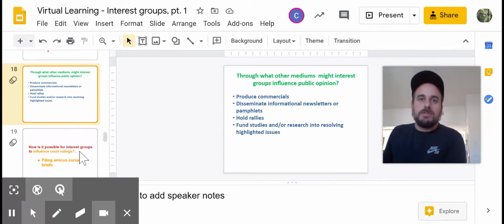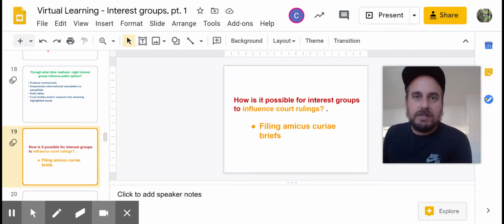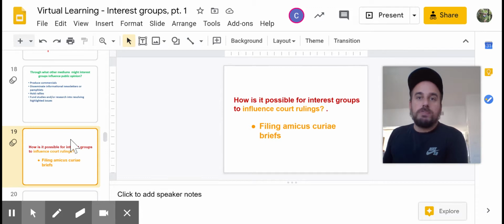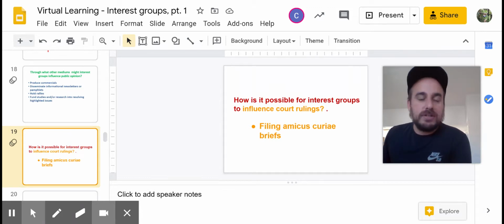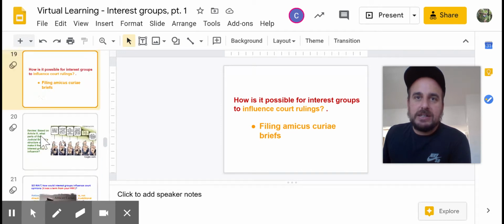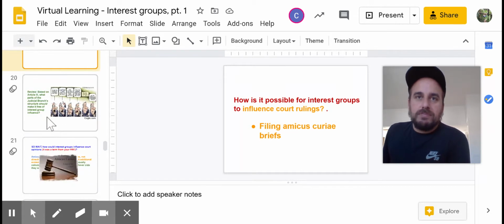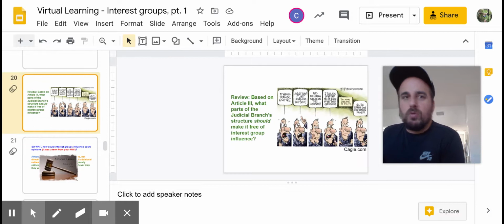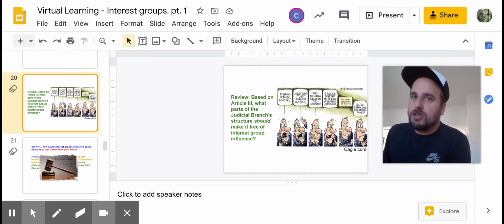The next example is how they try to influence court rulings. They file something called an amicus curiae brief. It's a way that you as an interest group or an outside group can try to support a side in a federal court case. I want you to take a moment and think, why should the judicial branch be free of outside influence? Because we know they should. So press pause, or refer to your notes from Fred 78.